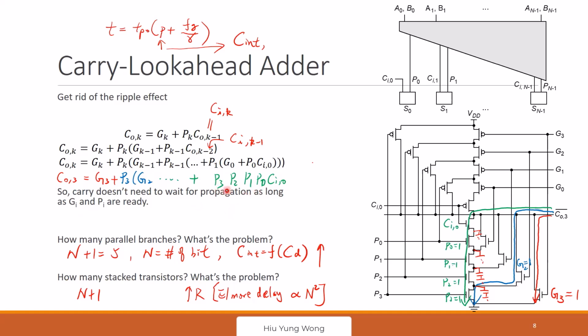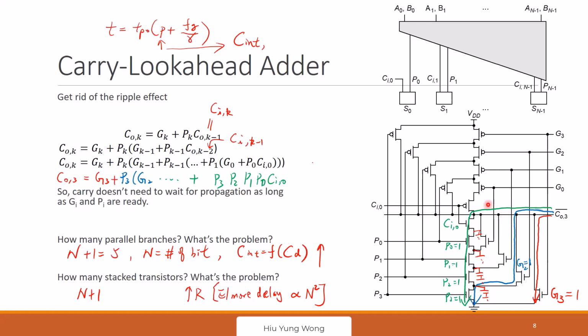By doing this we get this, but you need to be very careful when we lay this out, because you are going to have n plus 1 branches, and that is going to increase the drain capacitance. I hope you still remember that drain capacitance is related to the P value.